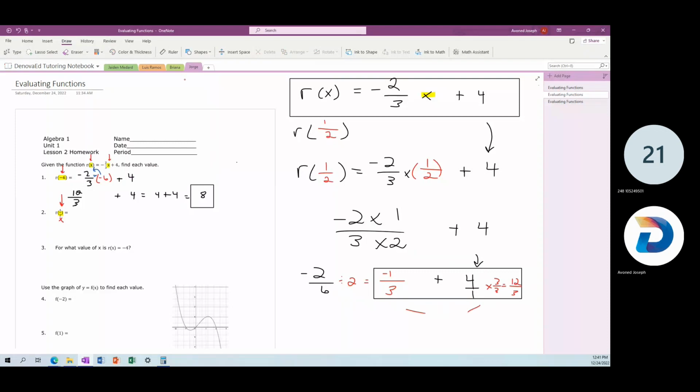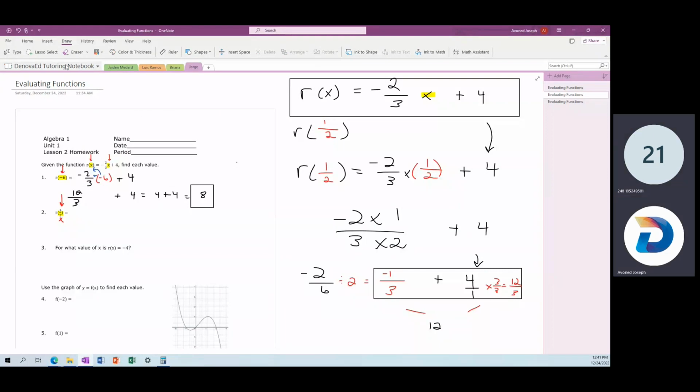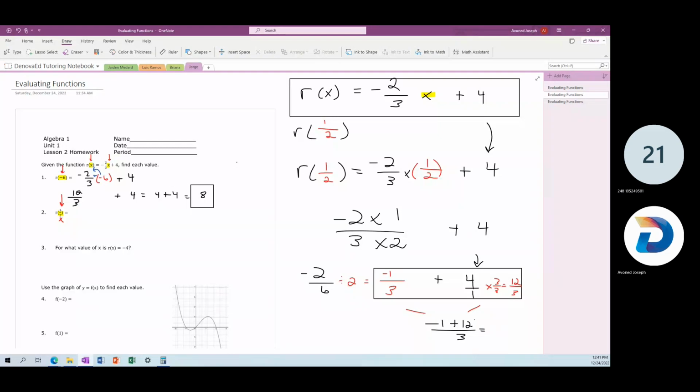Now we have negative 1 plus 12 over 3. What's negative 1 plus 12? What's 12 minus 1? 11. Yeah, 11 over what? 3. 3. There you go.